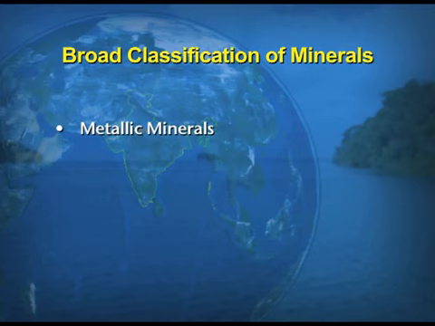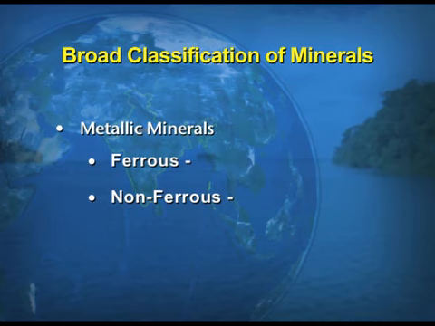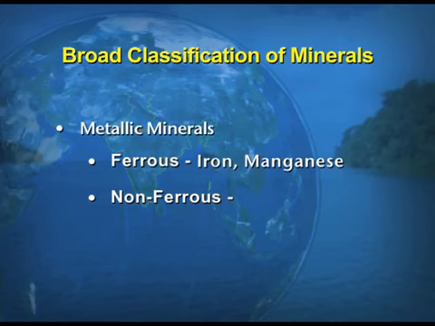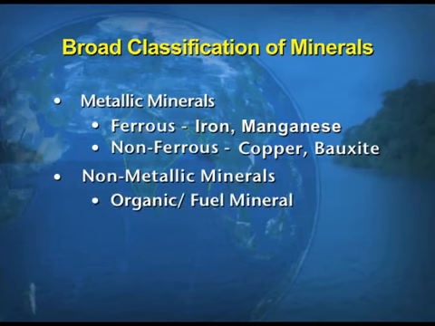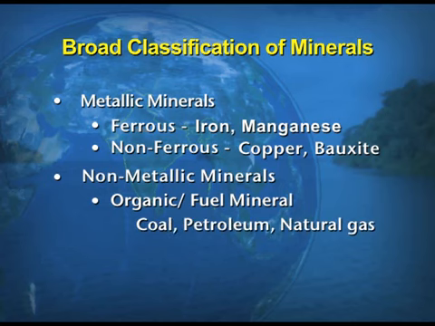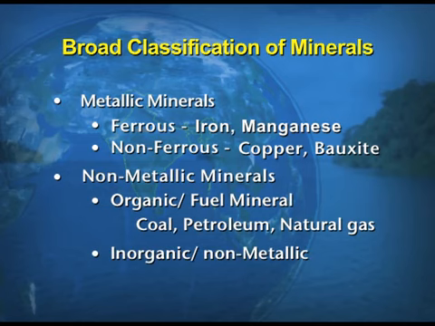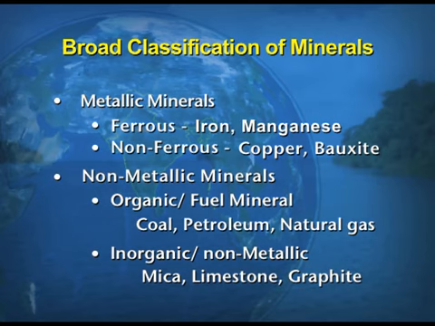Metallic minerals are further divided into two types. They are ferrous and non-ferrous. The examples for the ferrous, which has the iron content, are iron and manganese, and the non-ferrous, copper, bauxite. And lastly, we take up the non-metallic minerals, which are further divided into two types. One is the organic, that is a fuel mineral, maybe coal, petroleum, natural gas. And lastly, the inorganic non-metallic minerals, for example, mica, limestone, etc.